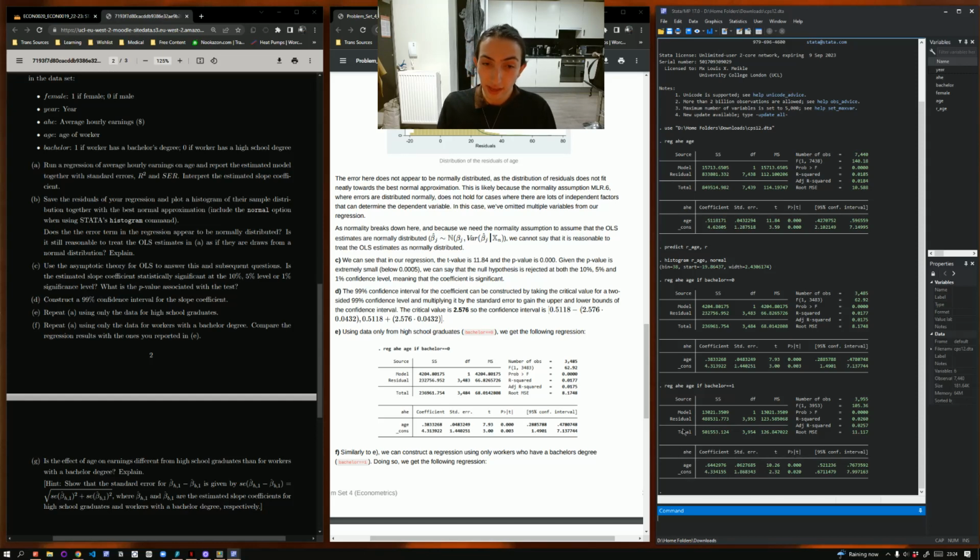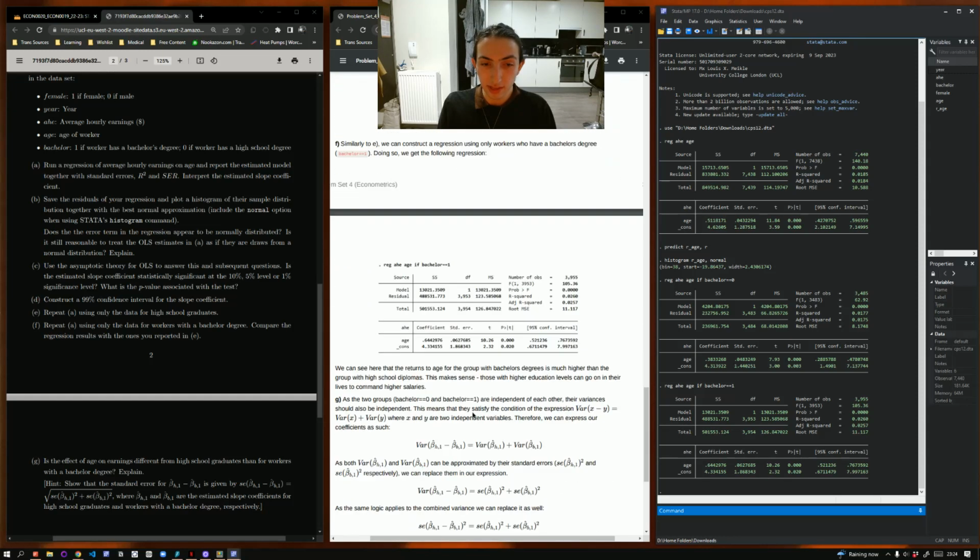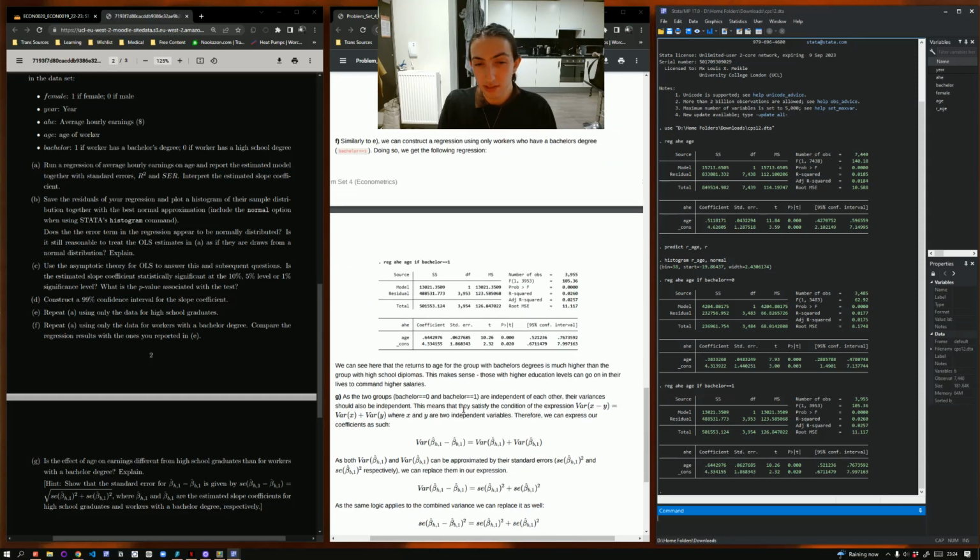So we can say, basically looking at this, that the returns to age for people who do have a bachelor's degree are a lot higher than for those who do not have a bachelor's degree. So it kind of makes sense. Those with a higher education level can go on to command more every year, rather than those who don't have a higher education level, where jobs have perhaps less progression. That could be the deal.